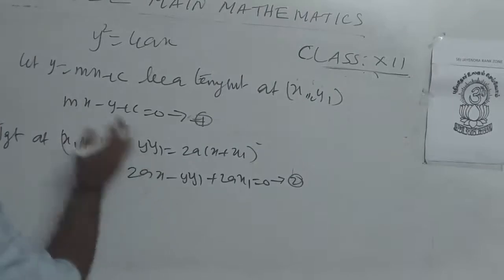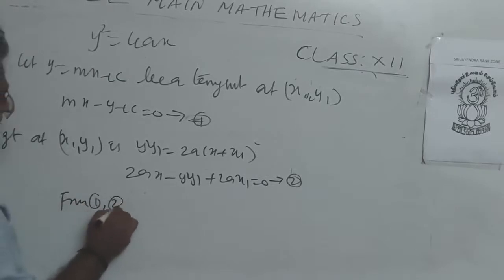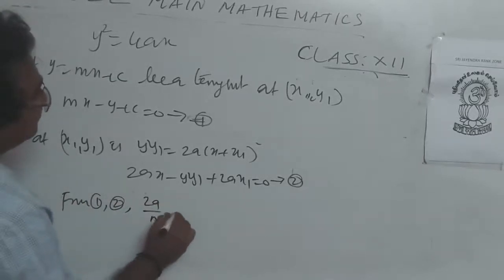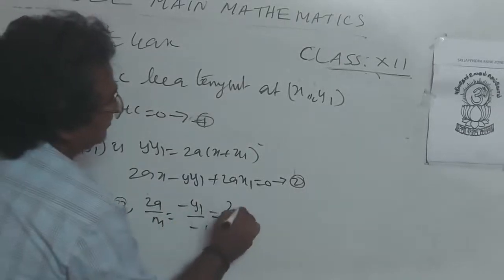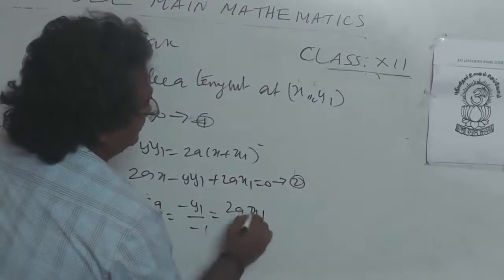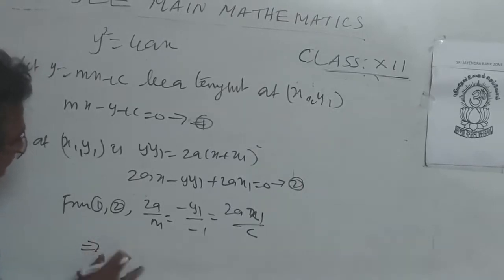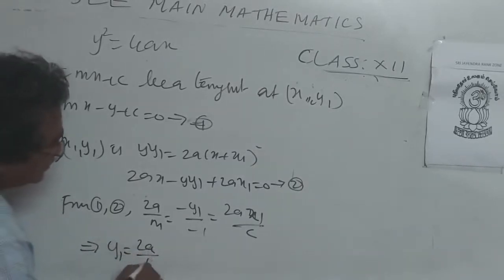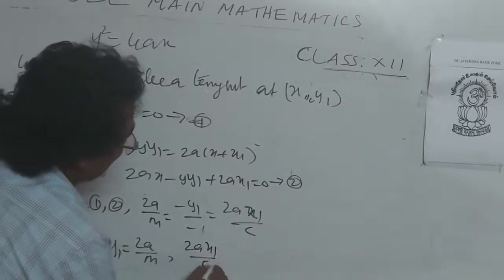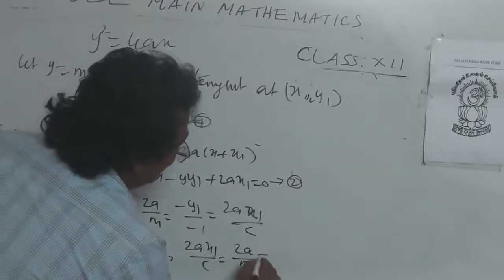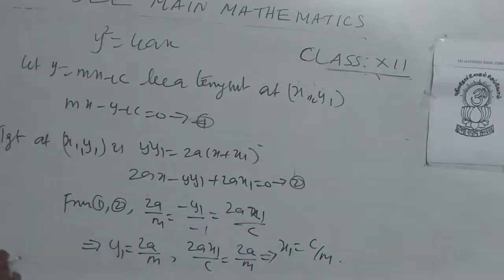So comparing coefficients, the coefficient of x is 2a by m, here minus y1 by minus 1, 2a x1 by c. From this y1 equal to 2a by m, and 2a x1 by c equal to 2a by m, which implies x1 equal to c by m.